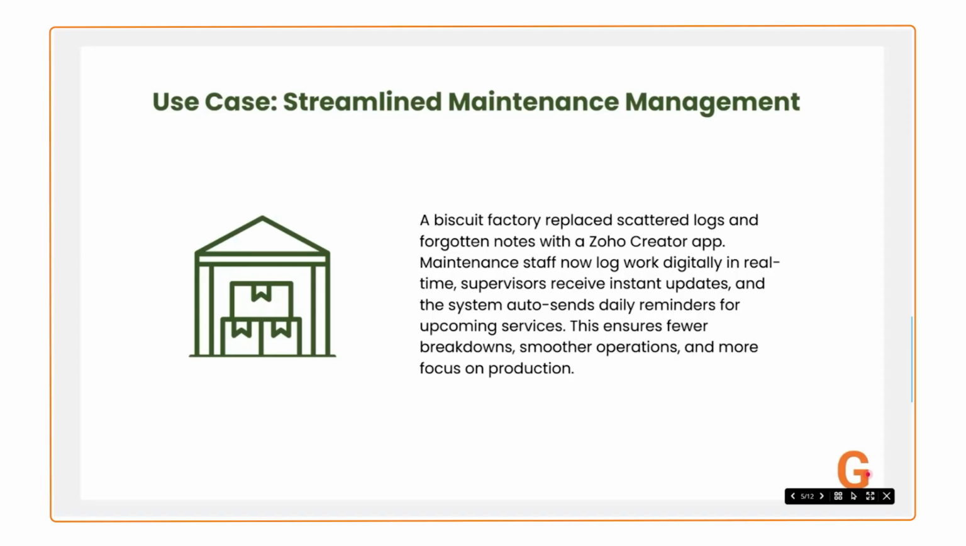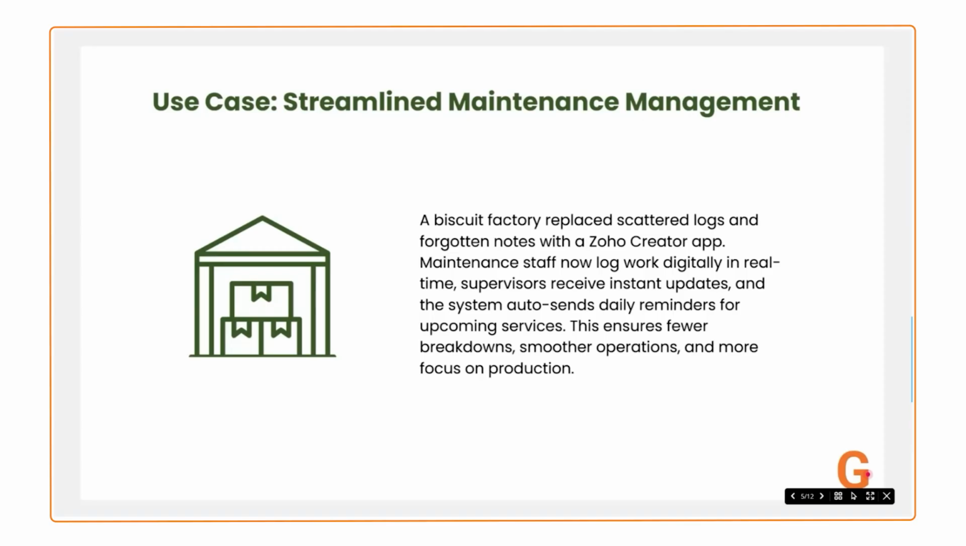And then the system started sending them automated daily reminders. It could be for scheduling servicing or maybe AMCs. Hence, there was no more relying on your memory or any manual tracking. The system was doing it all for you. So what was the result they saw? There were fewer breakdowns, less chaos, and a lot more focus on what they actually do well, that is making biscuits instead of fixing machines, right?